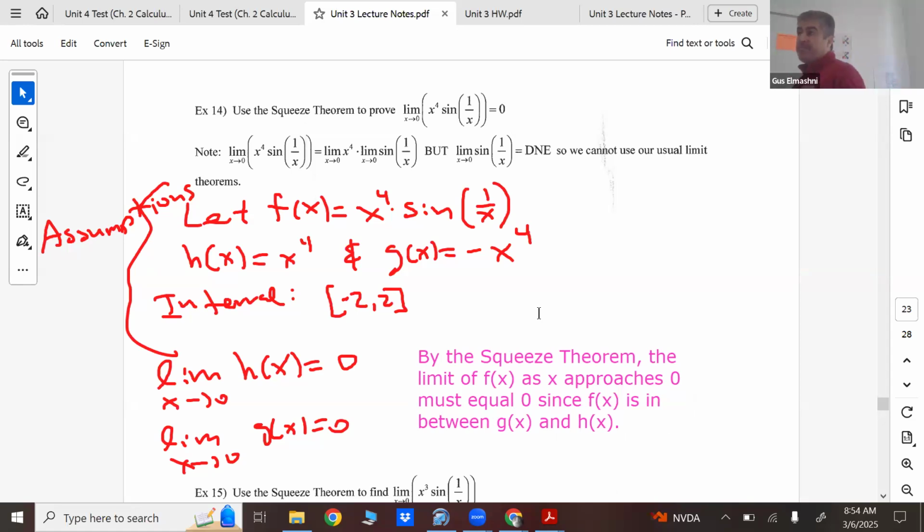So it's like IVT. Remember that? Make some assumptions, make a statement. And of course, you do a little work right here. That's not much work. It's easy.